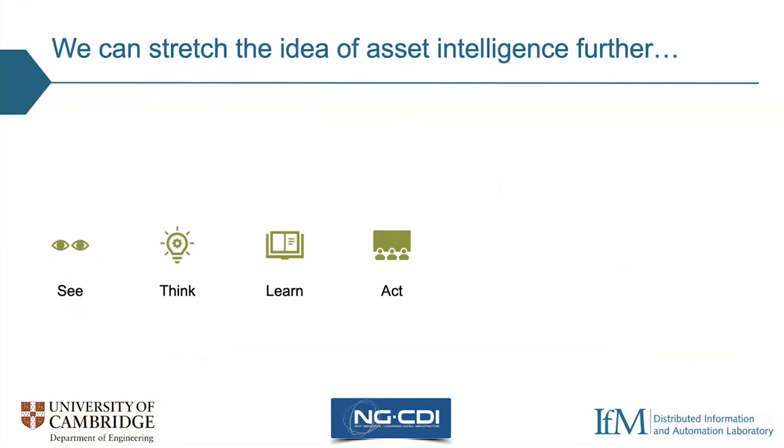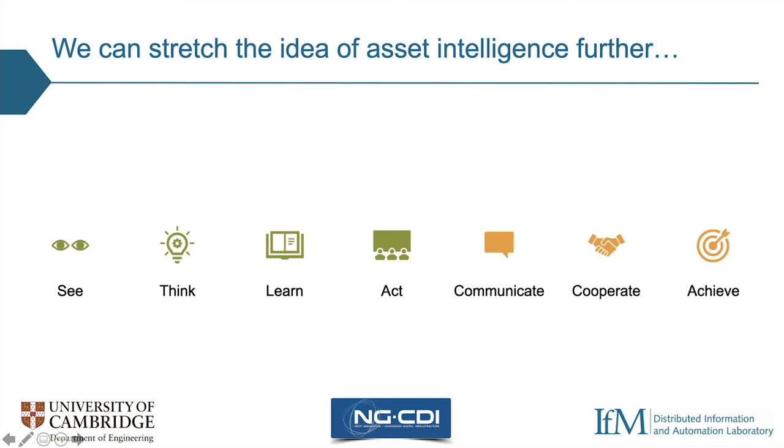But what we are doing now within NG-CDI is stretching this idea of asset intelligence further. What we have seen so far is that asset intelligence allows us to think, learn, and act based on what we are seeing and learning. What if asset intelligence also means the ability to communicate with each other, and to cooperate with each other in order to accomplish some goal? So moving from just action-oriented to goal-oriented, achieving a particular goal that is common to the entire system. So a system-wide goal rather than an individualized action for individual assets.